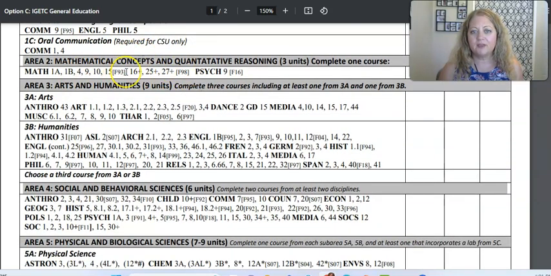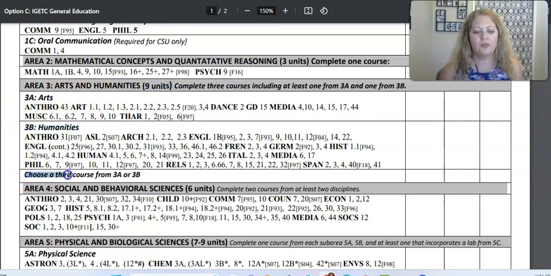Area 2 is your math. So remember, math is determined by your major. So if your major doesn't care what math you take, then you can do Psych 9, which is a statistics class taught by the psychology department. If you are on that bio plan that we talked about, you're a bio major, you will most likely need calculus.